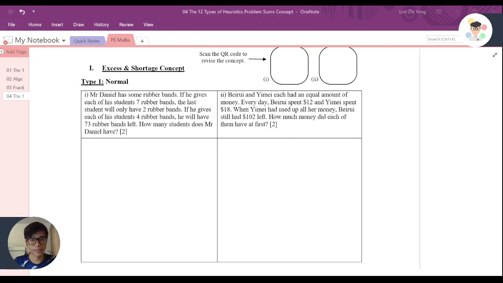Welcome back to Digital class, and this is a discussion for book number 4, the 12 types of heuristic problem sum concept, and we are looking at excess and shortage concept, and this is type 1, which I name as normal. Okay, now let's look at the first question.